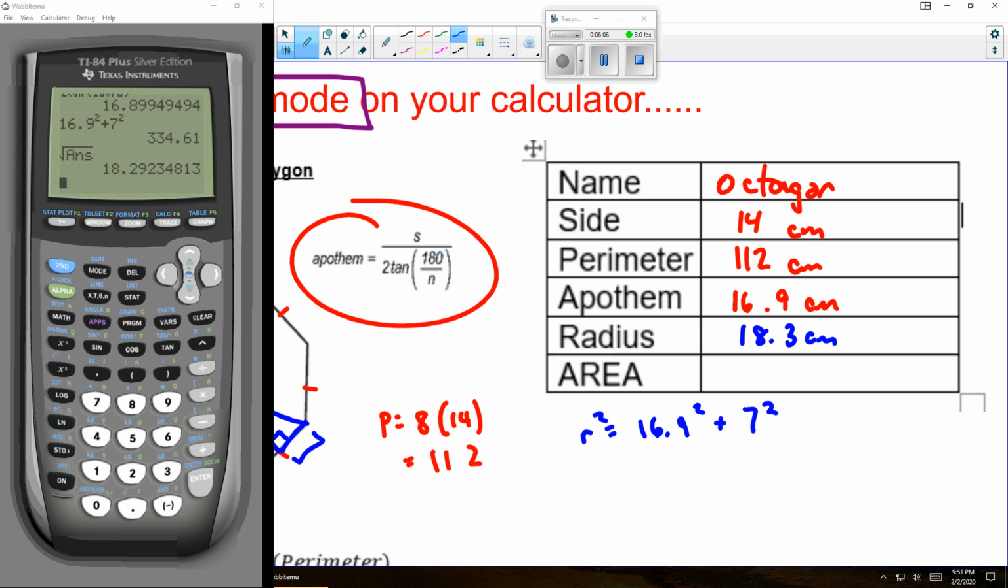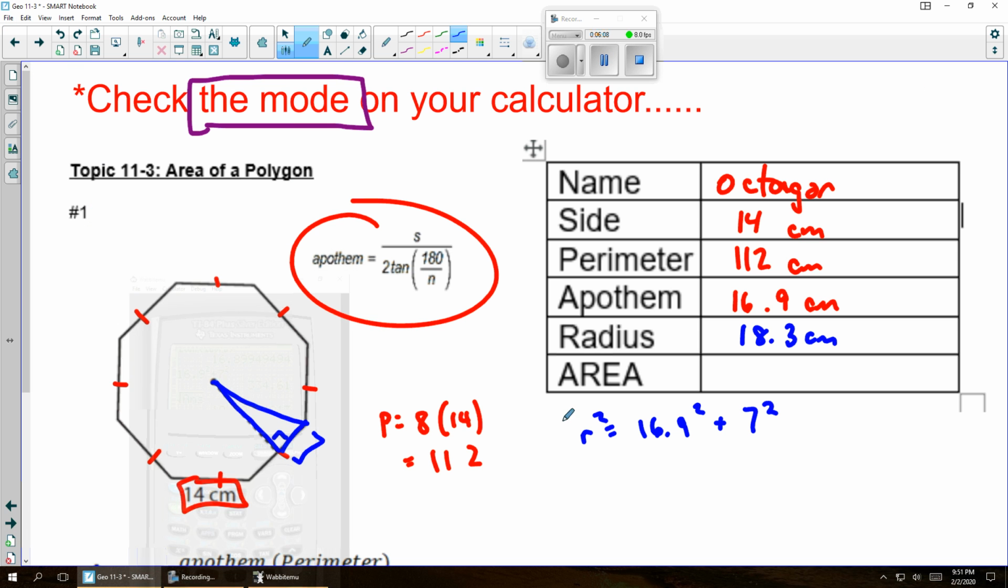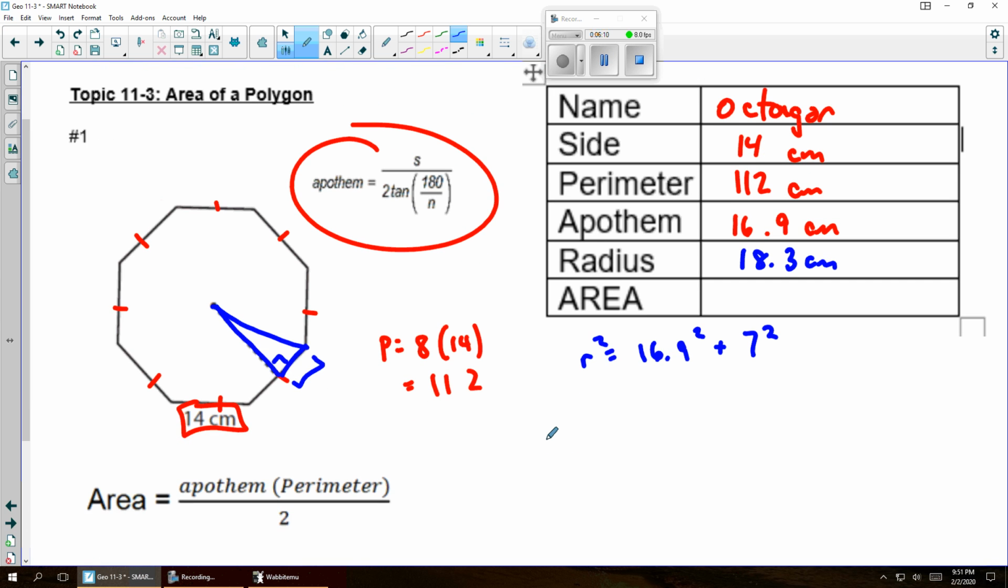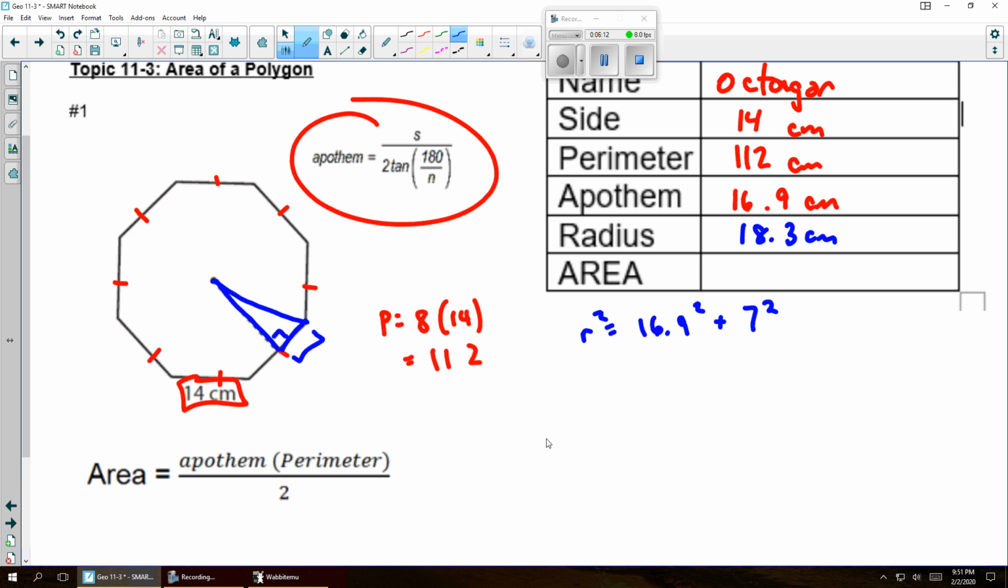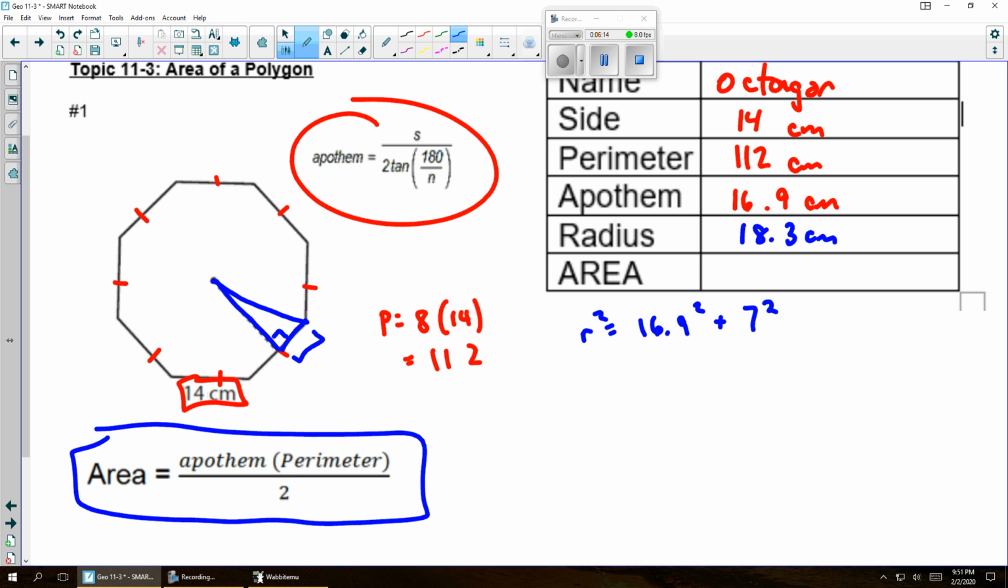Same units. Now the area, we have a different formula, a new formula. You can see it written right down here. The area is the apothem times the perimeter divided by 2. Sometimes you might see it as 1/2 apothem times perimeter. Either way. So the apothem for this problem was 16.9. The perimeter was 112. You could just see these, of course, right there in your chart, divided by 2.